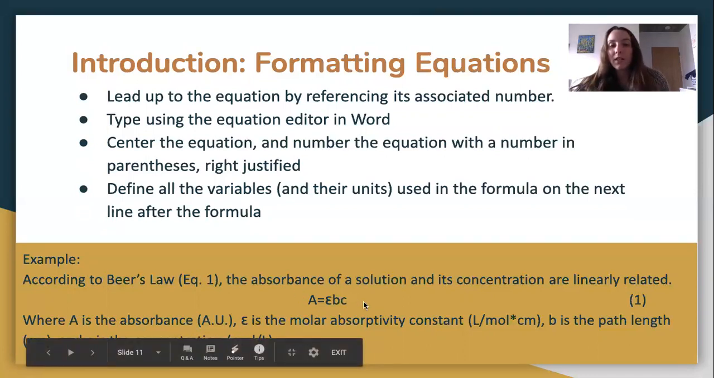I recommend using the equation editor in Word to type your equation. You want to have the equation centered, and you want to have that number associated with it referenced on the side, right justified. In the sentence right after the equation, you want to define all of the variables and their units that were used in that equation. So here I said, where A is the absorbance, arbitrary units, epsilon is the molar absorptivity constant, units, etc.